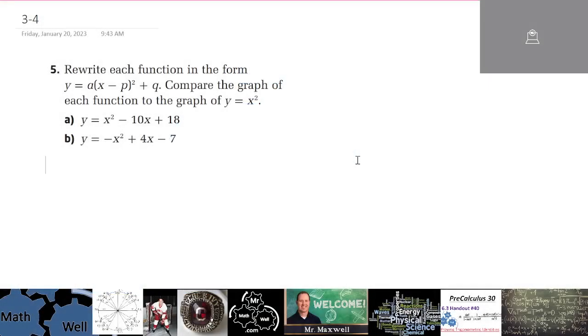All right, so this is a completing the square one. You're reviewing chapter 3 and 4. It says rewrite the function in vertex graphing form. So remember, this right here, the p value and the q value is the vertex. So that's the vertex graphing form there.